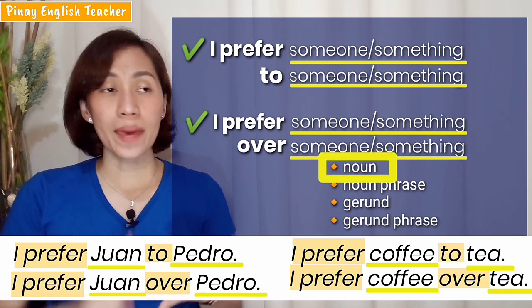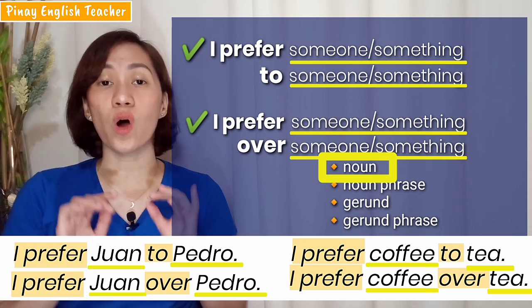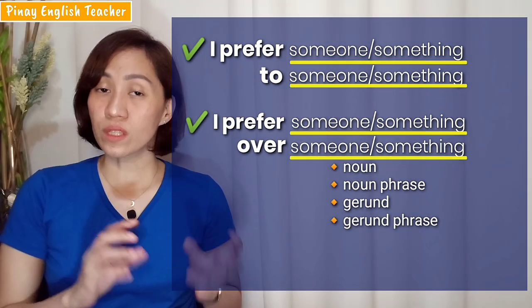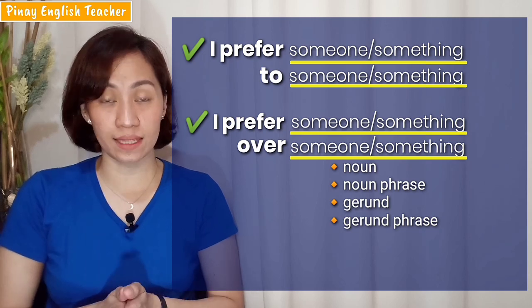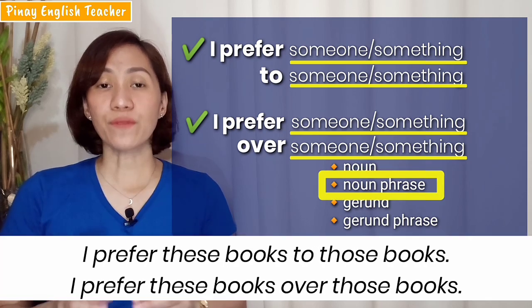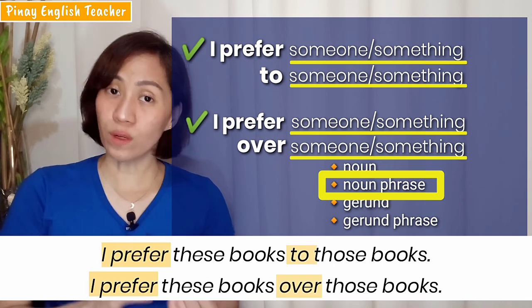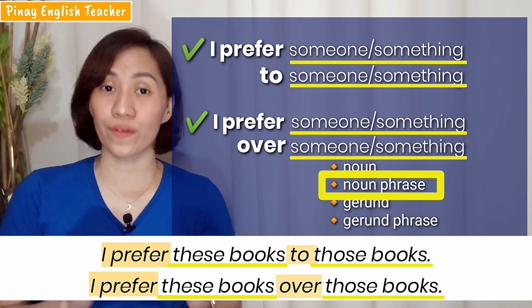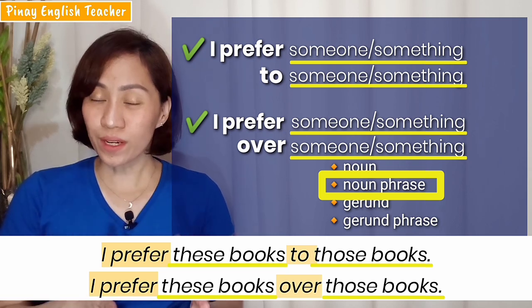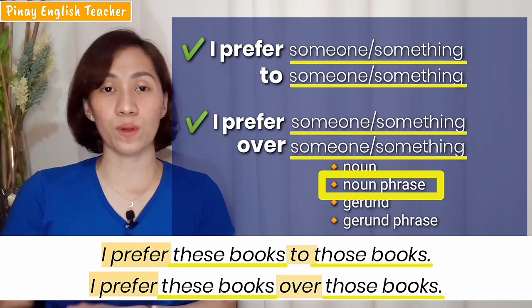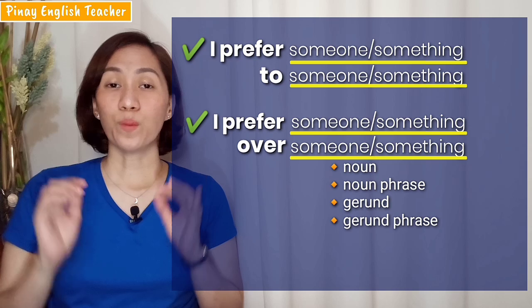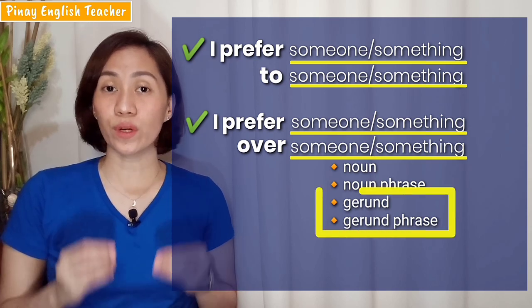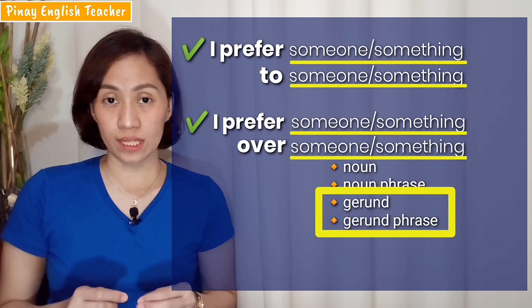Yung Juan, Pedro, coffee, and tea are all nouns. Yung someone or something ay pwede rin maging noun phrase. For example, I prefer these books to those books. Or, I prefer these books over those books. Yung these books at saka those books are examples of noun phrases. Now, pwede nyo rin gamitin yung gerund or gerund phrase sa patterns na yan.